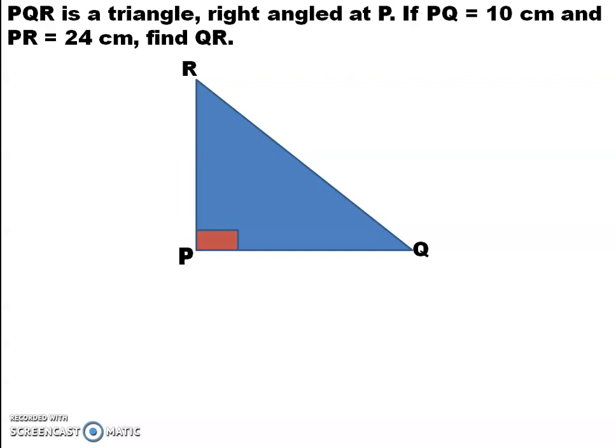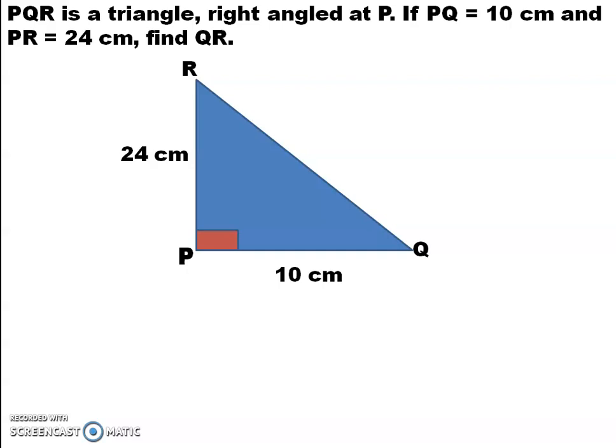Now, tell me which are the legs of this right-angled triangle. You know, PQ and PR are the legs. And which is the hypotenuse? Hypotenuse is QR. Legs are PQ and PR and hypotenuse is QR. Now, applying Pythagoras theorem. But before that, we have to write the measurements. PQ equal to 10 cm, PR equal to 24 cm. You have to find QR.